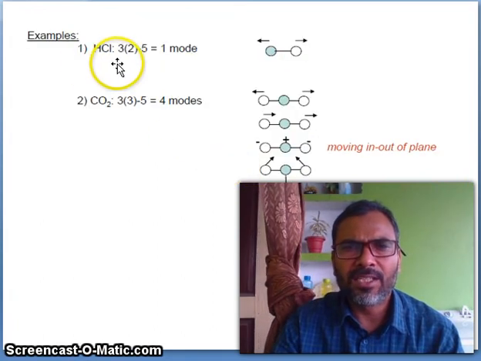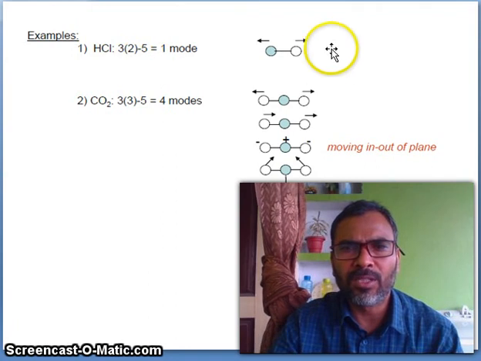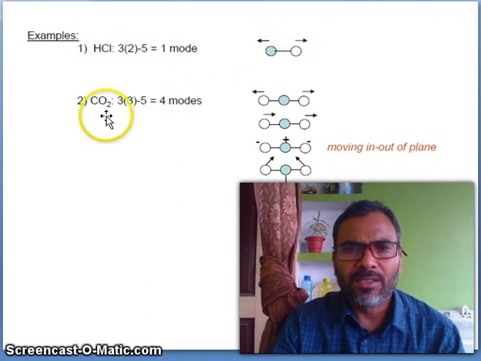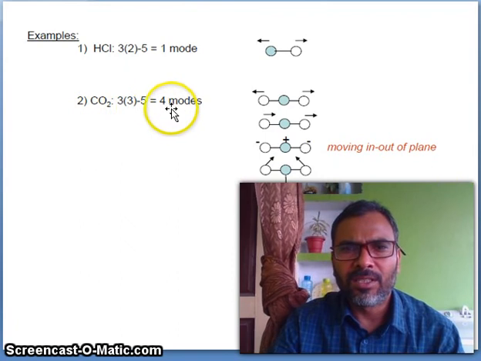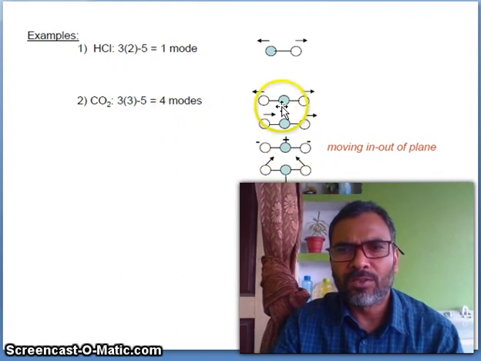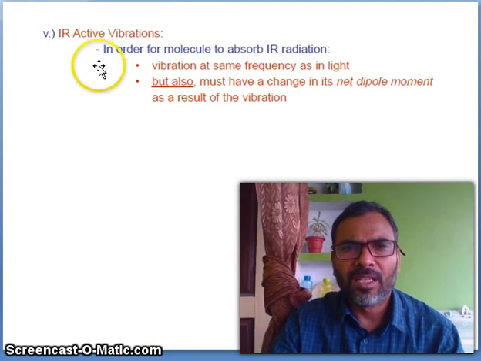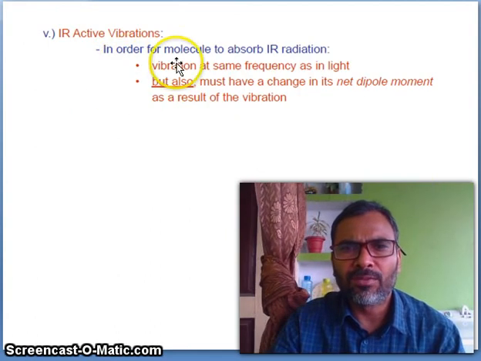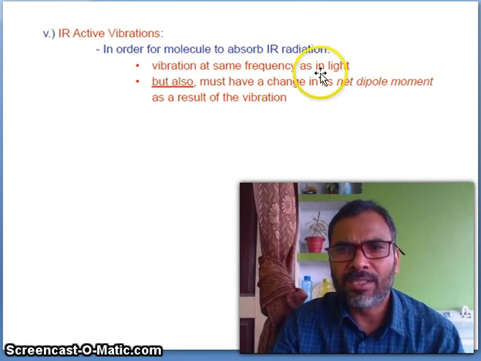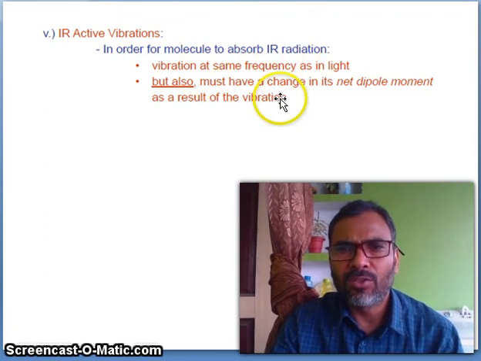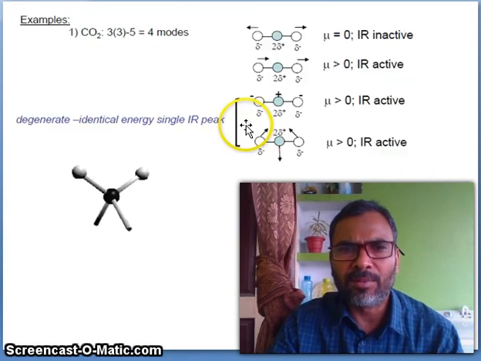So if you have HCl, you have 2 atoms, 3 into 2 minus 5 is equal to 1, so it is 1 mode. For CH3, 3 into 3 minus 5 becomes 4 modes, moving out of plane. IR active vibration: in order for a molecule to absorb IR radiation, the vibration must be at the same frequency as the light, but also must have a change in its net dipole moment as a result of the vibration.